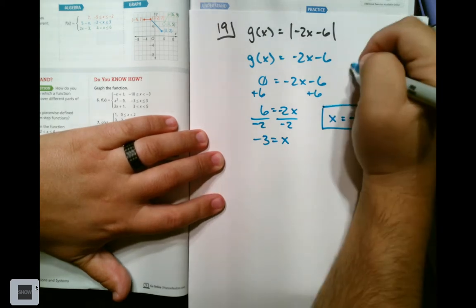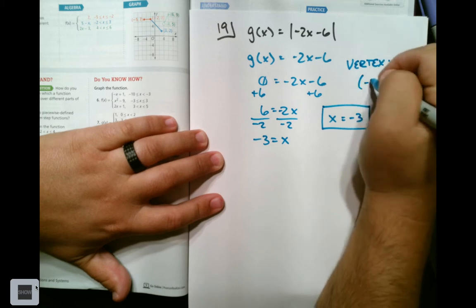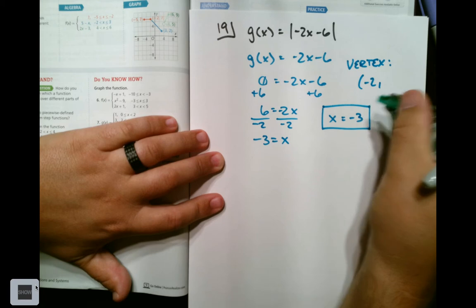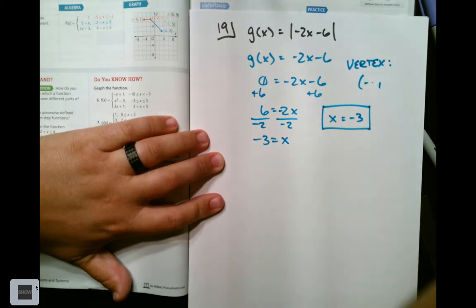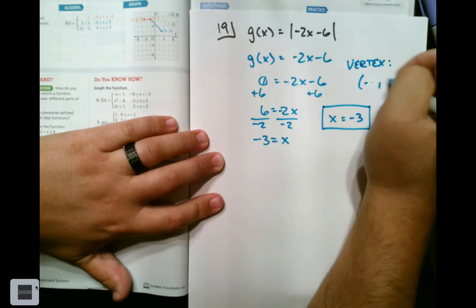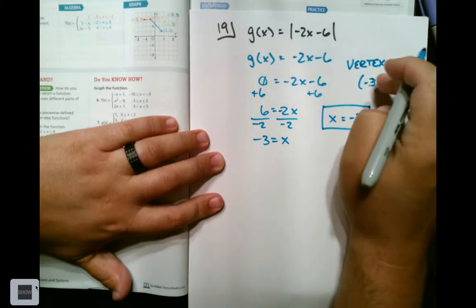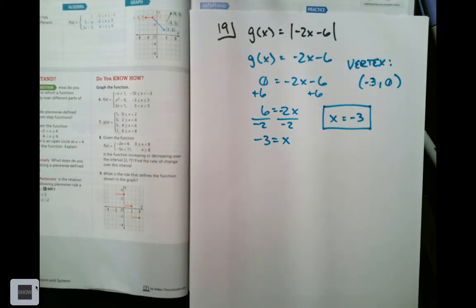So I know my vertex is at negative 3. Negative 3 comma 0. Oh, now I'm messing it all up. There we go. Negative 3 comma 0. That's my vertex. That's that splitting point, right? Where the left side meets the right side.